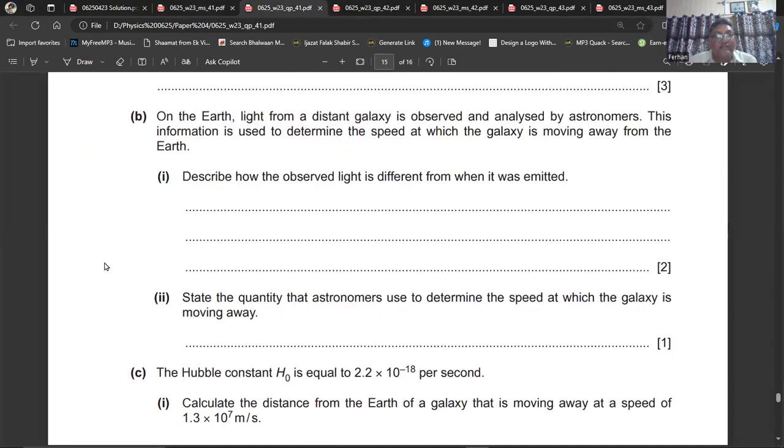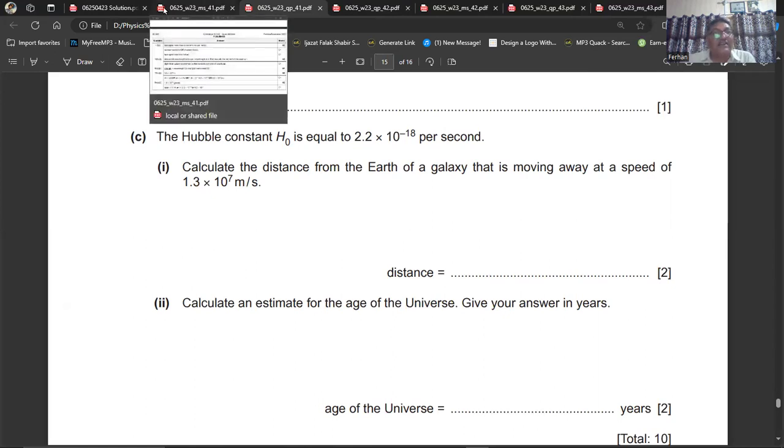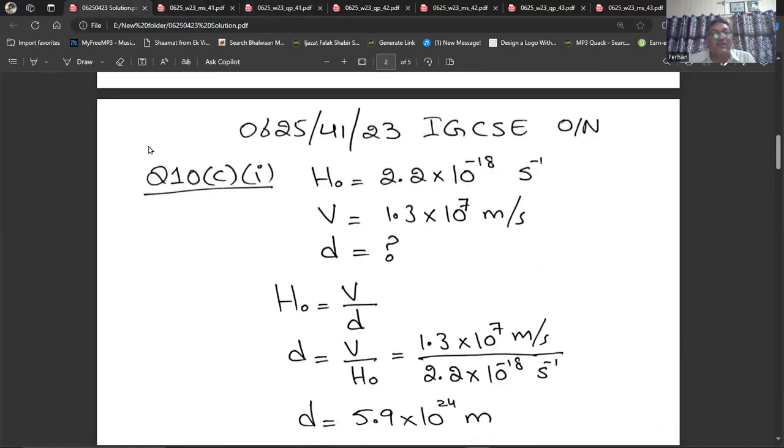Okay. So then we have question number 10, and it's a C part, it's a numerical. The Hubble constant H naught is equal to 2.2 × 10^-18 per second. Calculate the distance from the Earth of a galaxy that is moving away at a speed of 1.3 × 10^7 meter per second. So it's a very famous equation. H naught is equal to V by D. So we are going to use that and we are going to find out.